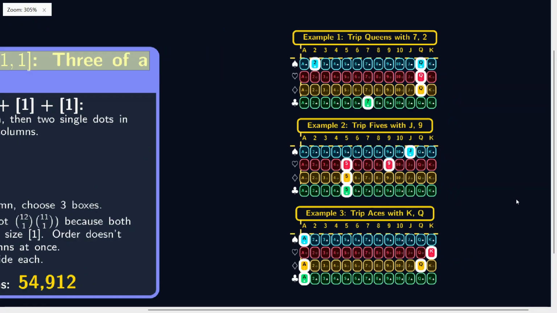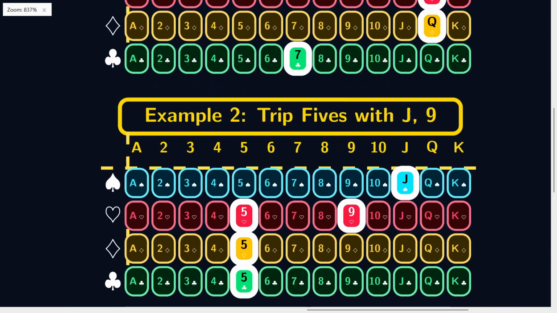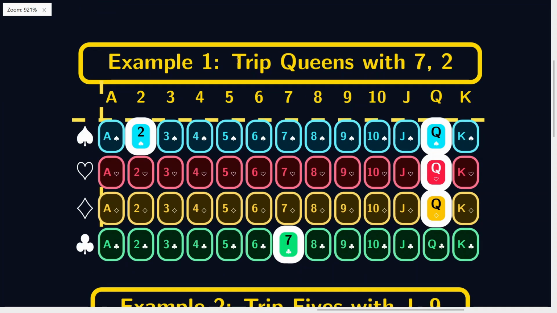Let us look at our 3 examples before we calculate, so you can see this pattern clearly. The first example is Trip Queens with a 7 of clubs and a 2 of spades as kickers. In the grid, the Queen column has 3 boxes highlighted: the Queen of Spades, the Queen of Hearts, and the Queen of Diamonds. Then the 7 column has 1 box highlighted, the Clubs row, and the 2 column has 1 box highlighted, the Spades row. 1 group of 3 and 2 isolated singles.